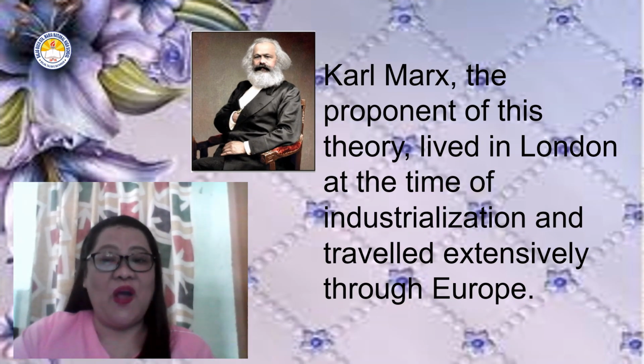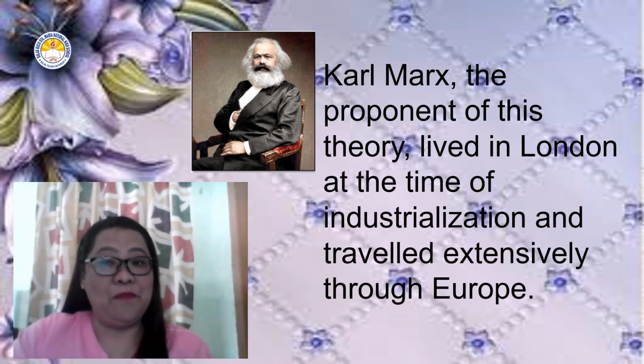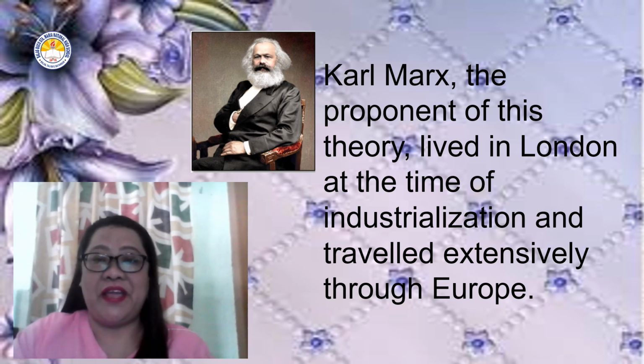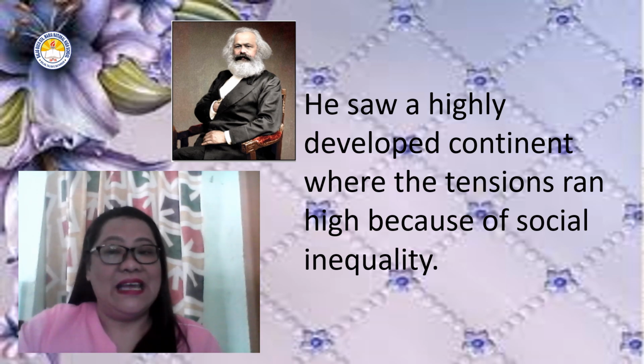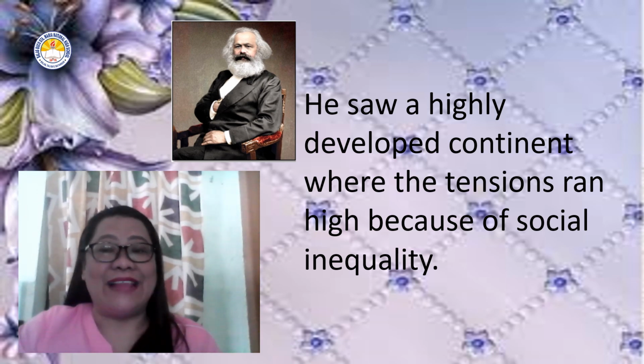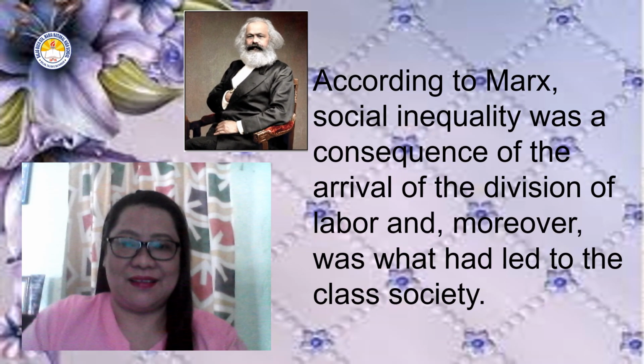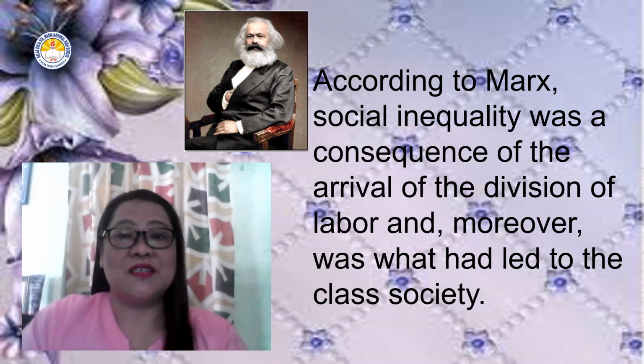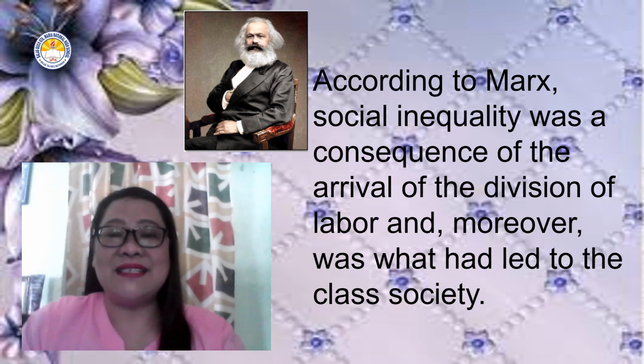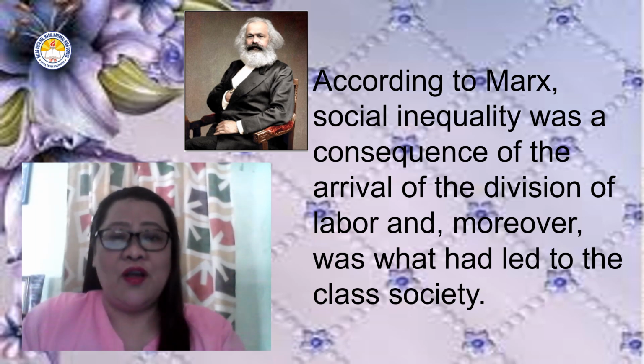Let us now take a look at how it all began. Karl Marx, the proponent of this theory, lived in London at the time of industrialization and traveled extensively through Europe. He saw a highly developed continent where the tensions ran high because of social inequality. According to Marx, social inequality was a consequence of the arrival of the division of labor and, moreover, was what had led to the class society.